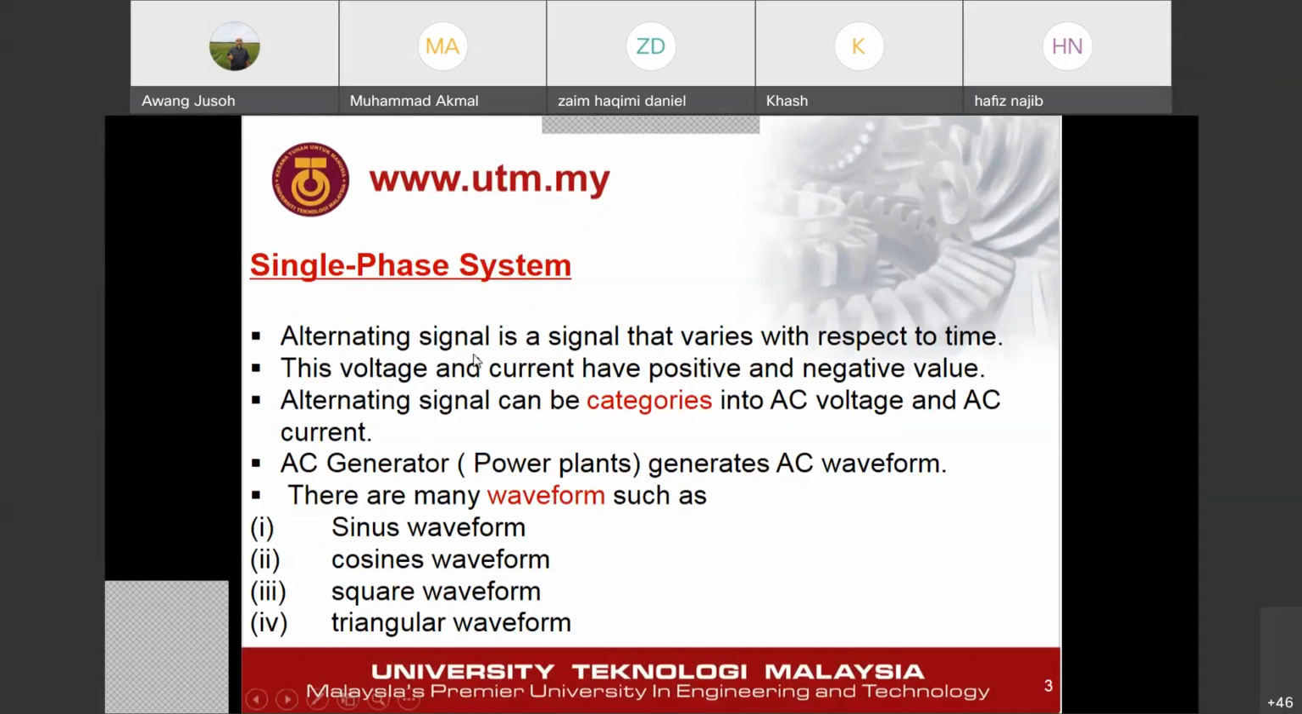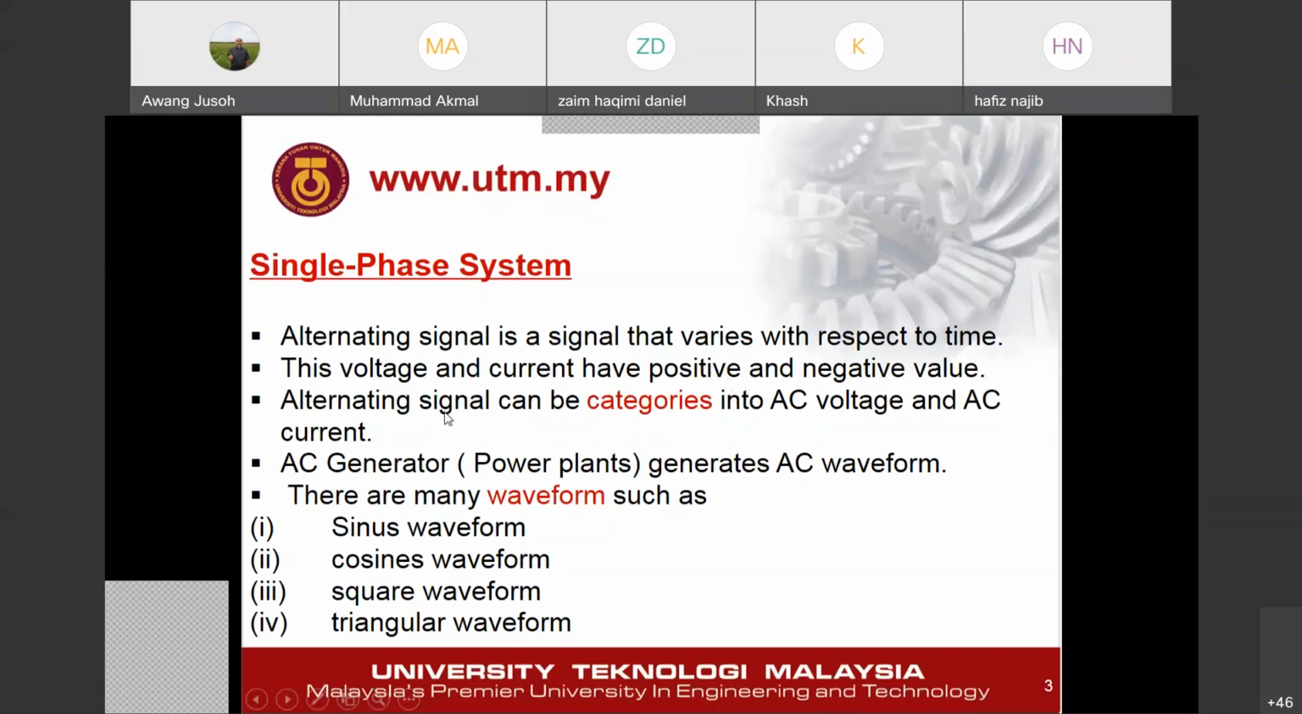So an alternating signal or AC signal is a signal that varies with respect to time. When time changes, this signal also changes, or the amplitude of the signal also changes depending on time. That means it is alternating current. The voltage and the current have positive and negative values. The statement here is very general, you just read only. So that means the signal that we handle, the voltage or current, will have positive and negative values, keep changing depending on time.